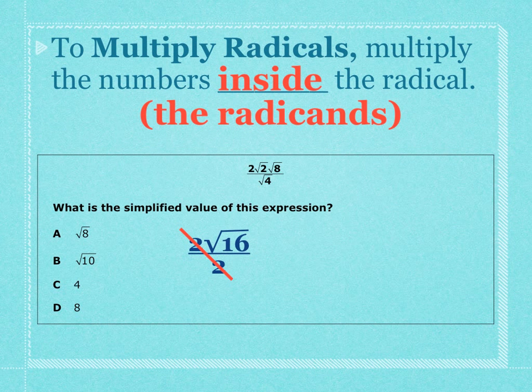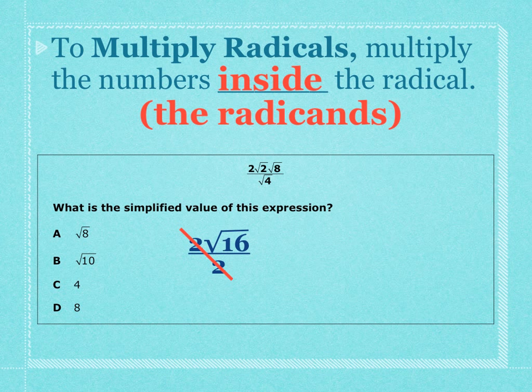So the square root of 4 is 2, so I'm going to have 2 times the square root of 16. How I get the square root of 16 on top is I've multiplied my radicands. 2 times 8 in the numerator is going to give me the square root of 16. And then I've taken the square root of 4 on the bottom, which is 2.